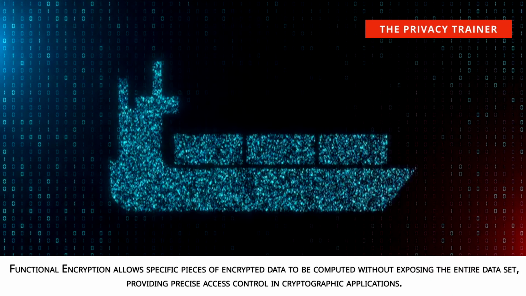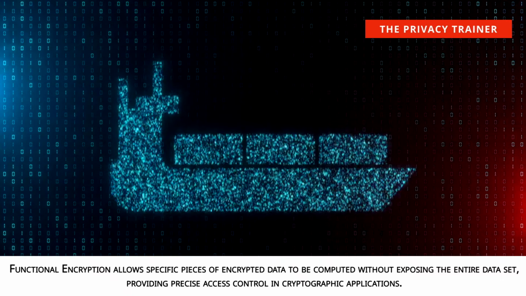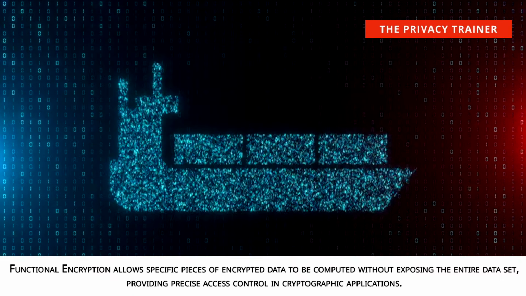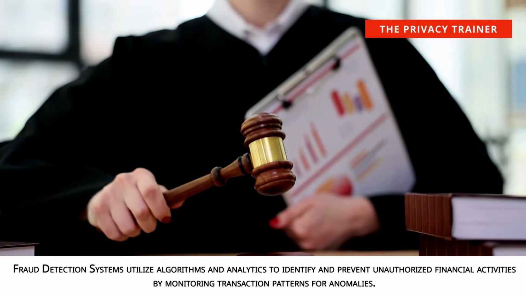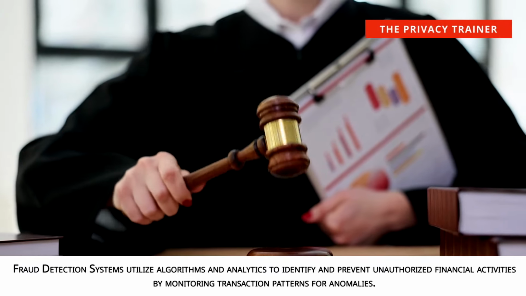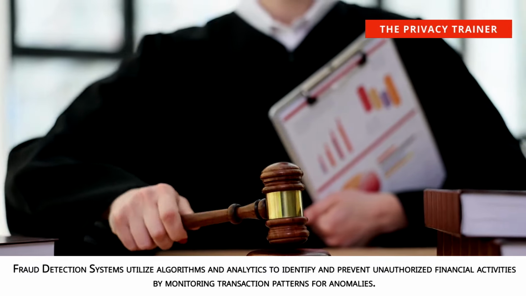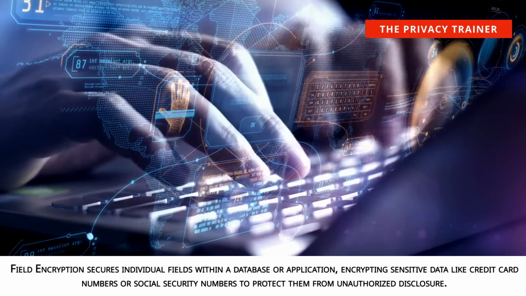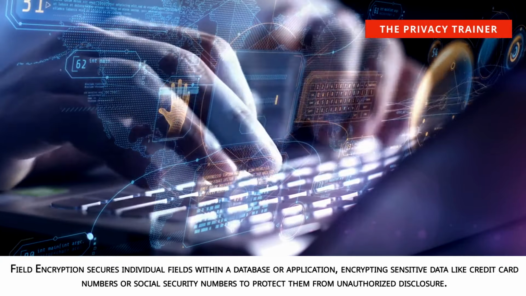Functional encryption allows specific pieces of encrypted data to be computed without exposing the entire dataset, providing precise access control in cryptographic applications. Fraud detection systems utilize algorithms and analytics to identify and prevent unauthorized financial activities by monitoring transaction patterns for anomalies. Freedom of Information Day commemorates the importance of open access to government information and the public's right to know, highlighting transparency and accountability in governance. Field encryption secures individual fields within a database or application, encrypting sensitive data like credit card numbers or social security numbers to protect them from unauthorized disclosure.